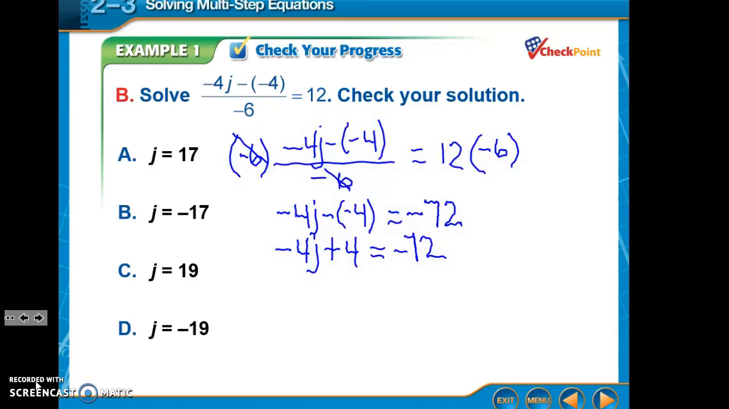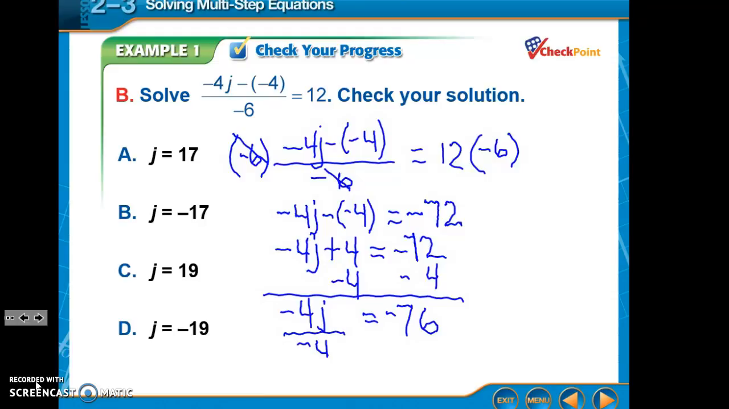So now what's next? Subtract 4. Alright, so now what do I have to do? I have negative 4j equals negative 76. I need to get j by itself, so divide both sides by negative 4. Good, because we're dividing a negative by a negative, and dividing a negative by a negative is a positive. And so j equals 19.